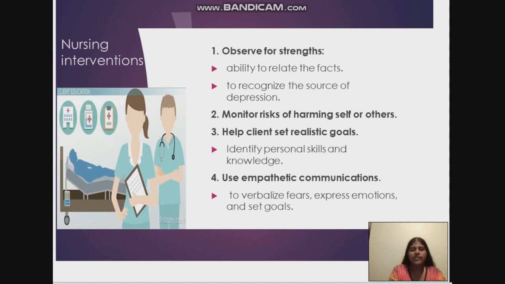Based on the information presented in the case scenario of Mr. Smith, client assessment was done using the 14 components of Henderson's theory. Now I'm going to present the nursing interventions for Mr. Smith. We have to observe for strengths, such as the ability to relate the facts and to recognize the source of depression. Monitor the risks of harming self or others. Help clients set realistic goals and identify personal skills and knowledge. Use empathetic communication with client and family to verbalize fears, express emotions, and set goals.